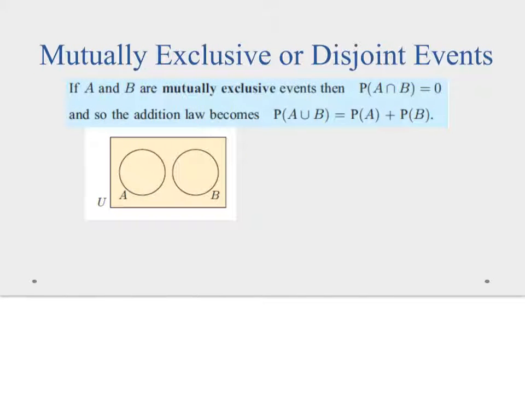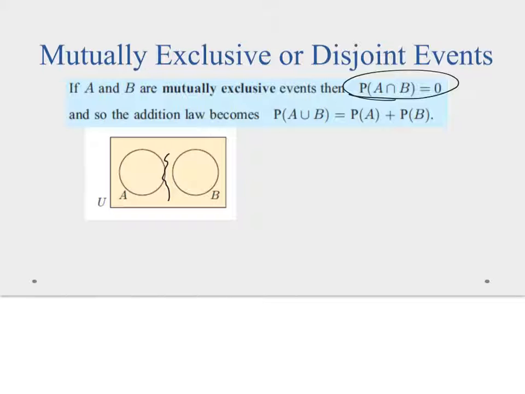So here we have mutually exclusive or disjoint events. And mutually exclusive or disjoint events are events that have no intersection. There is no intersection. The probability of A and B is 0. Notice in the Venn diagram, our circles do not intersect at all.